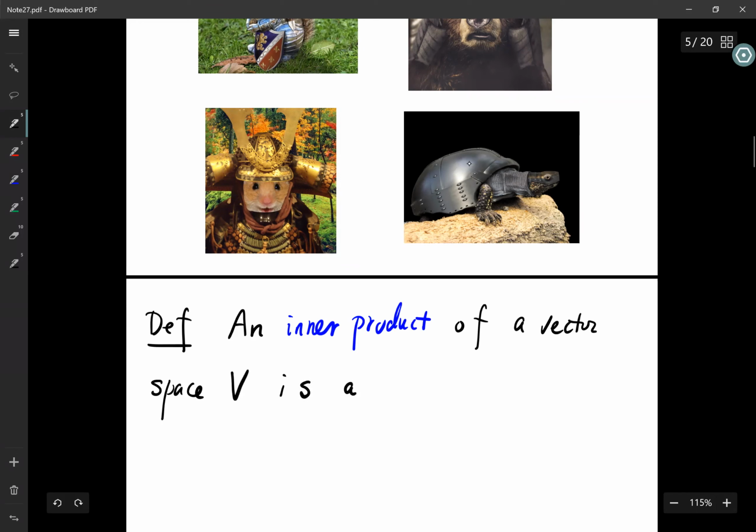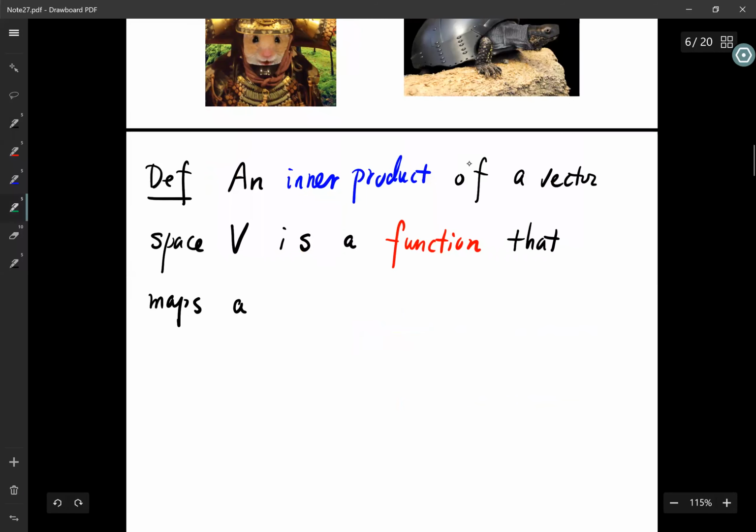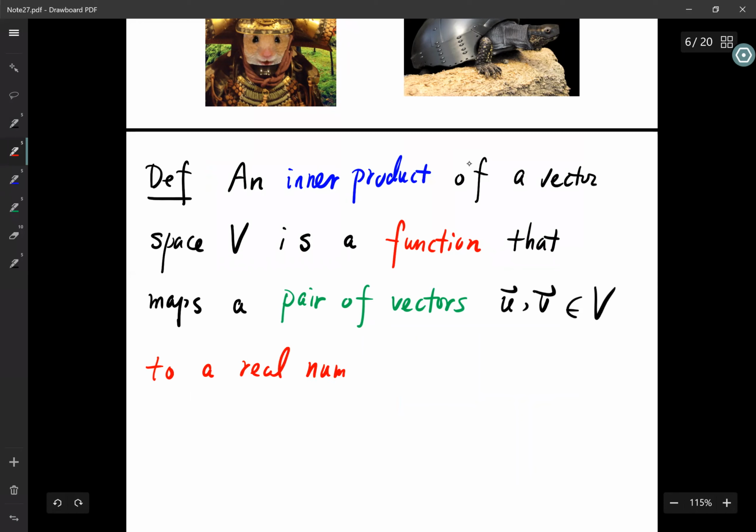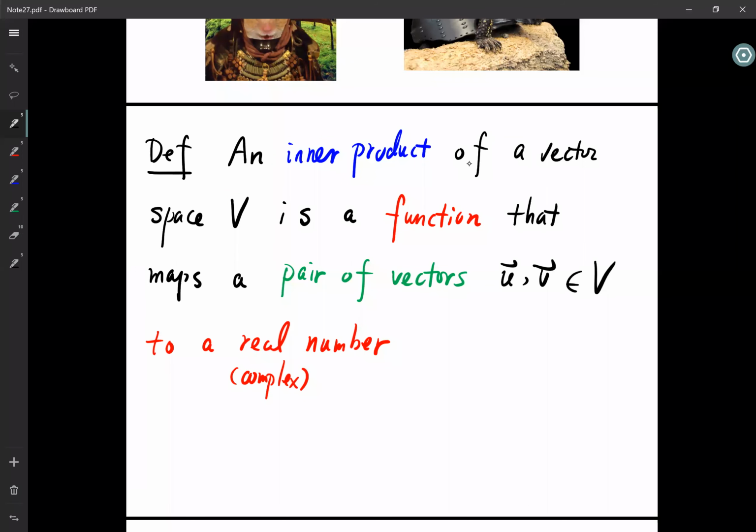First of all, it's a function that maps a pair of vectors U, V in the vector space V, remember, a vector is just an element in V, to a real number. It can also be complex. As I said in this class, I just say everything is real without loss of generality, but it could be a complex number as well. Denoted by <U, V>.